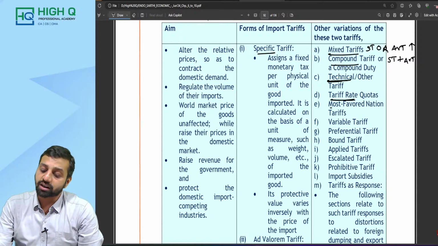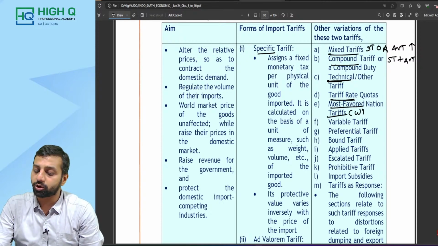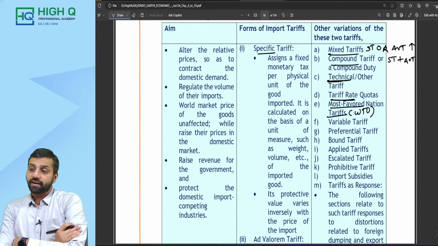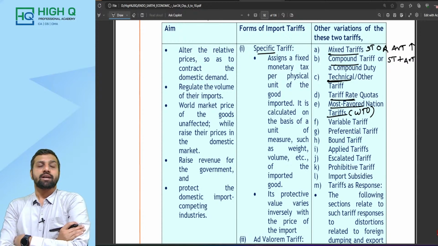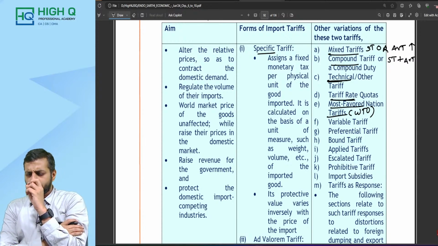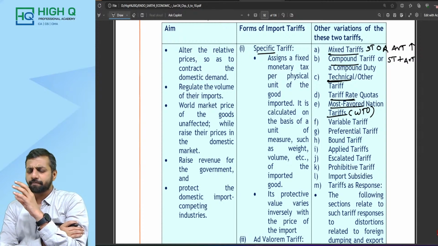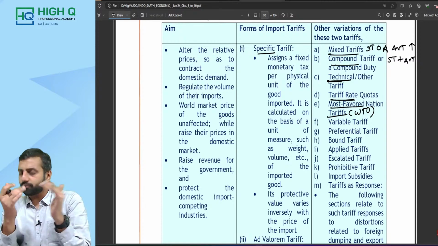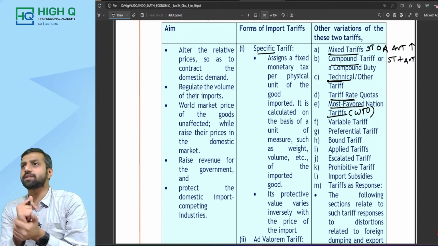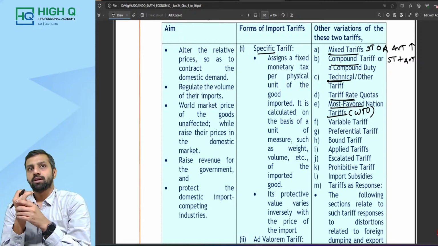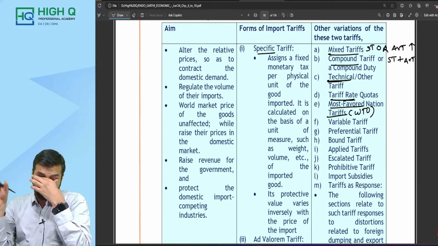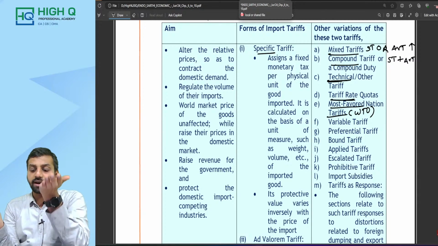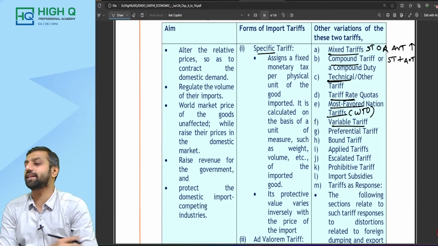Then most favored nations are members of WTO, World Trade Organization. Variable tariff means if your domestic price is not the same as the imported commodity. So if I import a commodity, it is sold at 40 rupees in India. But the same commodity when manufactured in India is sold at 50. So you increase the price by 10 rupees. That tariff is called as variable tariff.